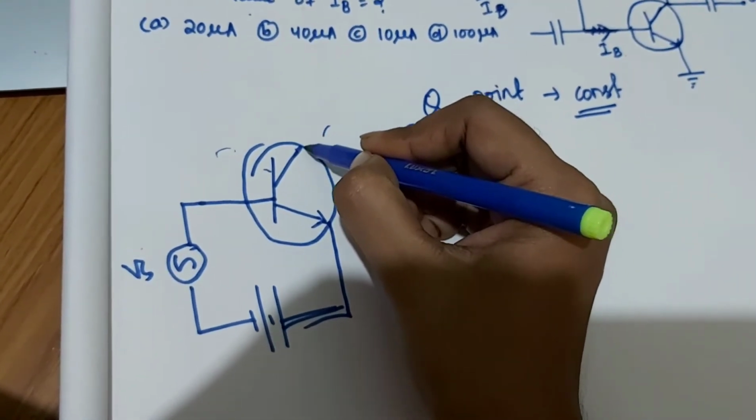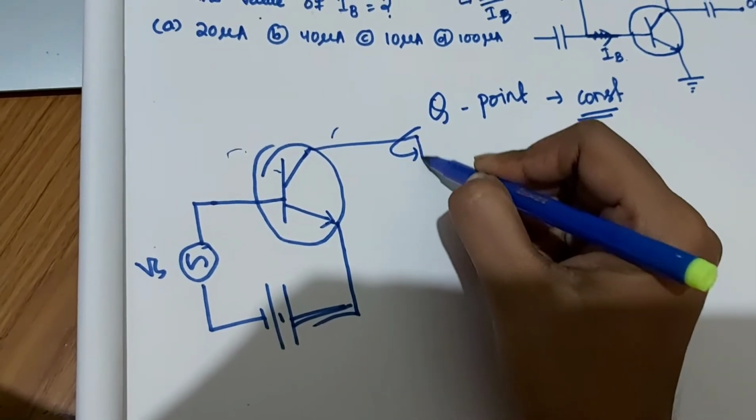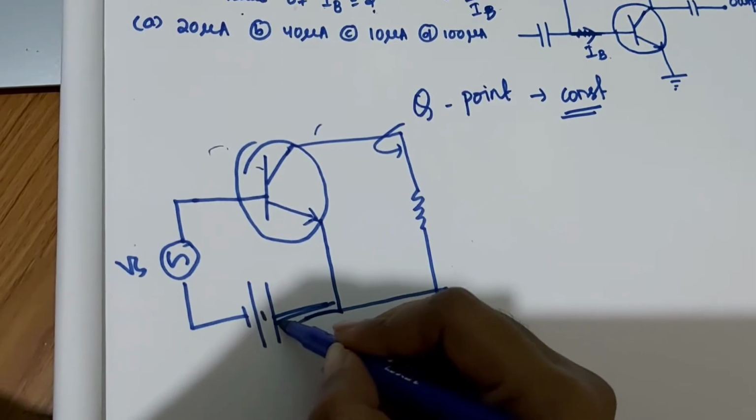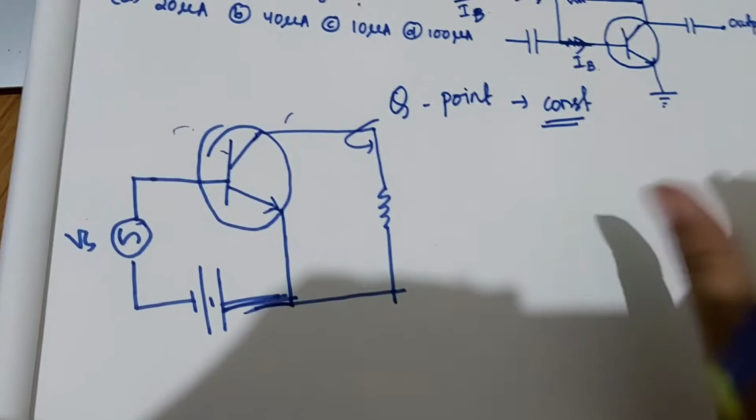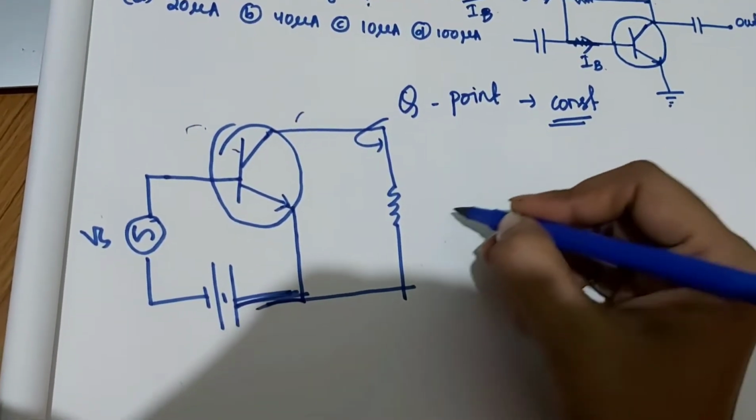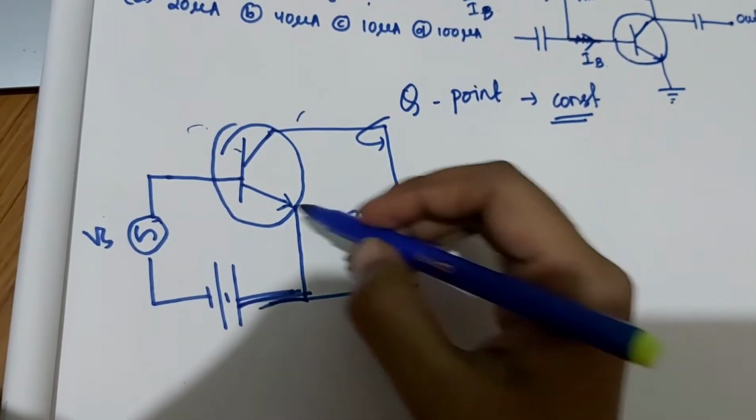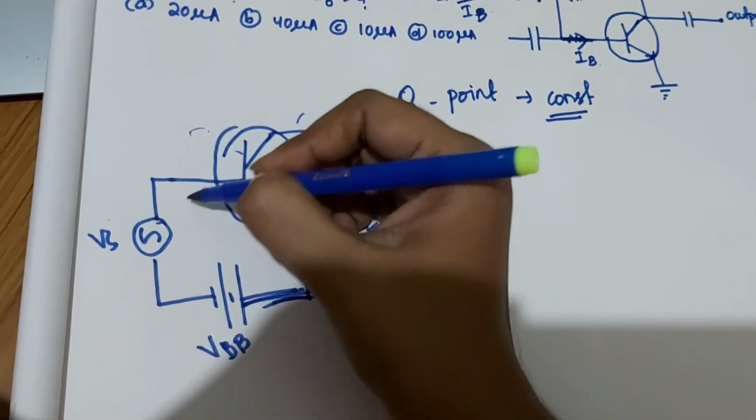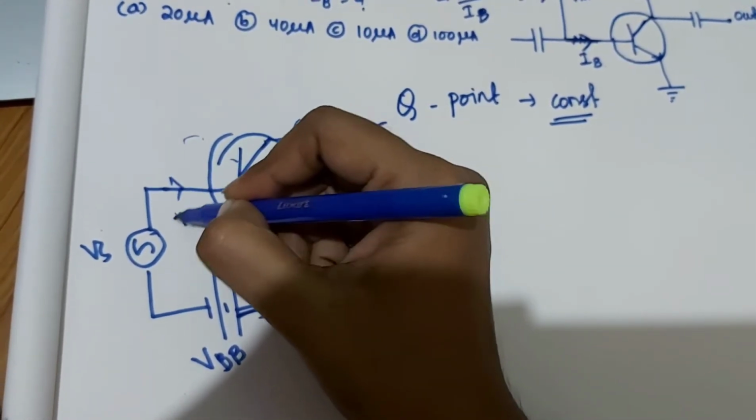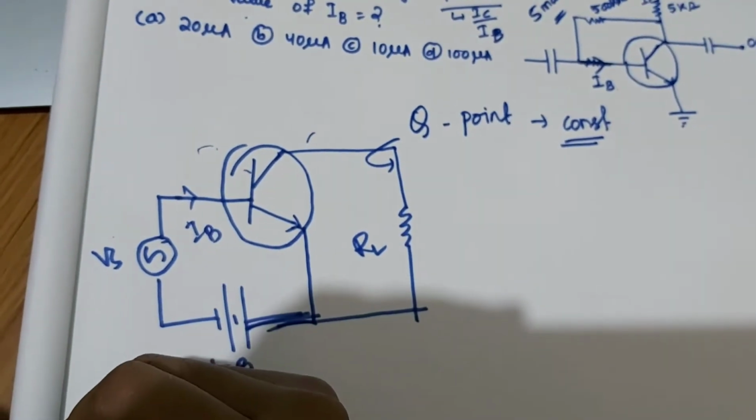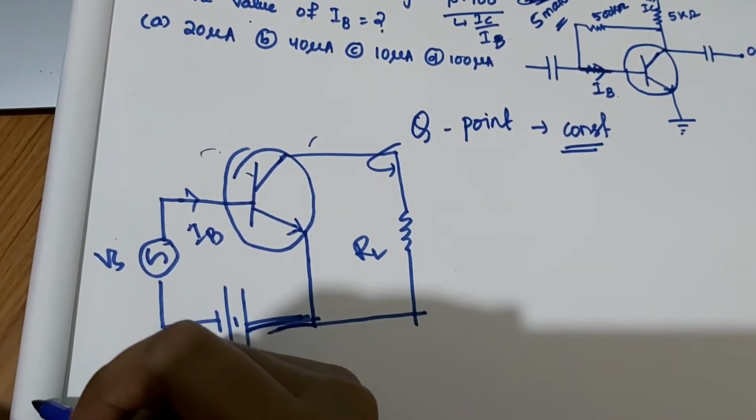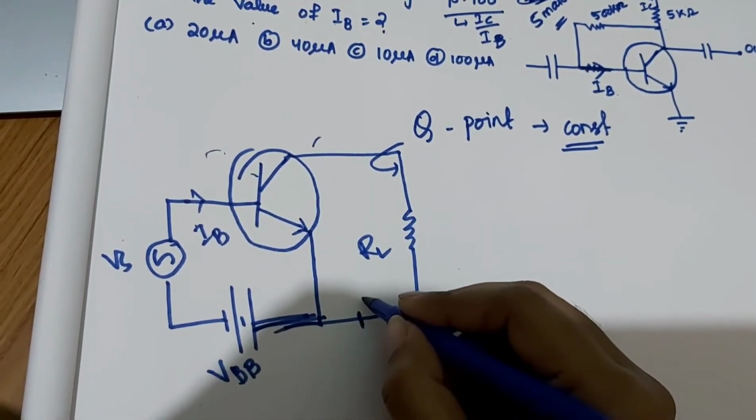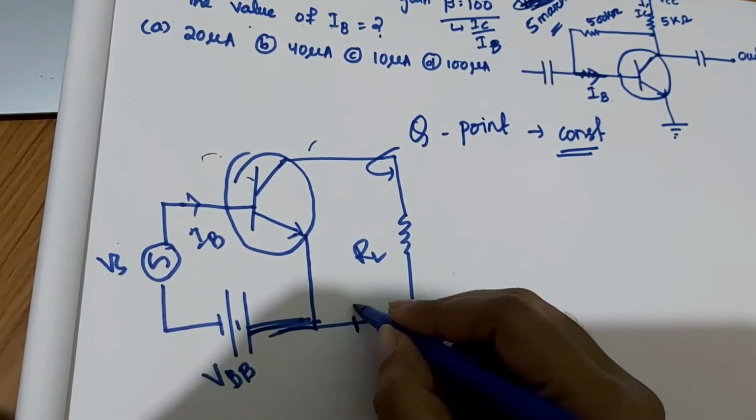Here is the collector. The drawing may be a bit hazy, but try to understand. This is my load resistor, this is the base voltage VBB, and this is my IB, the current flowing over here. We also have a voltage over here, that is VCC.